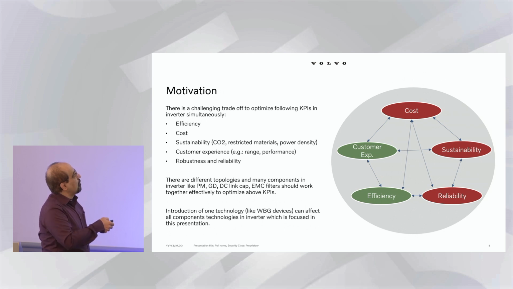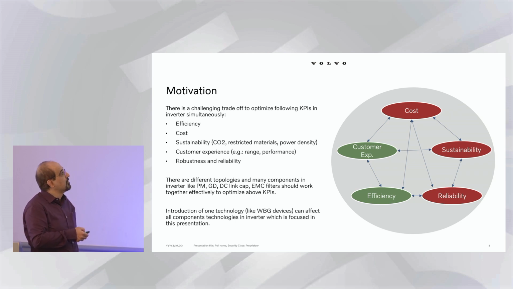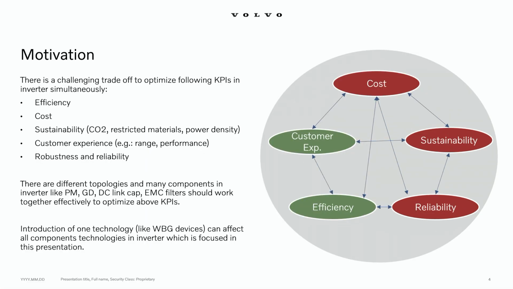As we discussed, there are many KPIs that should be optimized for the inverter. You will see some of them here: cost, for example, sustainability, reliability, customers, efficiency. Some of them are legal. When they are legal, it is legal. No deviation we can have. And some of them we can still play with, like customer experience and efficiency. Customer experience is a little, I can say, vague word. We talk a little about the range, performance, how it works.